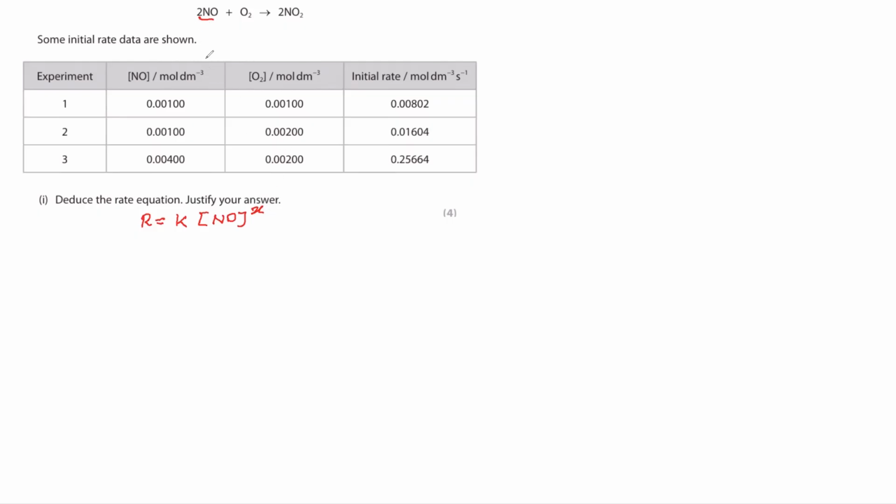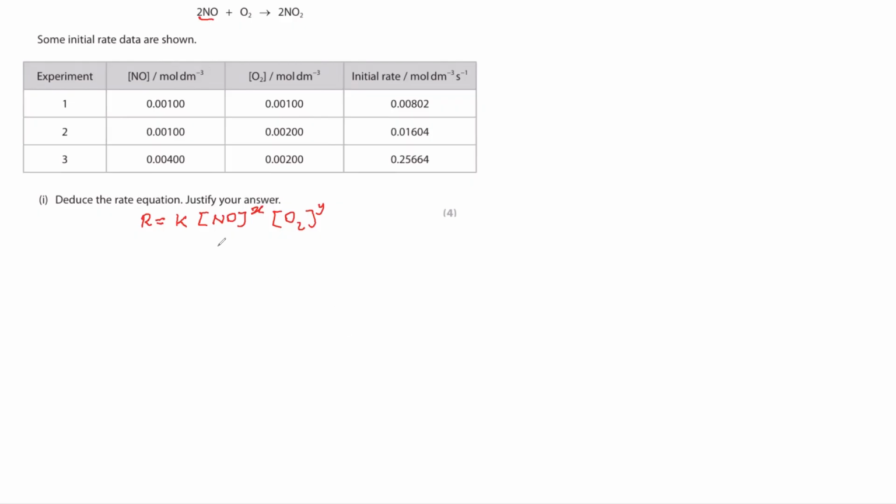So if this is 2, it can't be 2 here. It can be 2, it can be something else. So therefore we call it x. And oxygen concentration to the power y. So now what they ask you is to deduce the rate equation. Deduce the rate equation means I should find x and y. That's the idea here. Now let's see how we are going to do it.